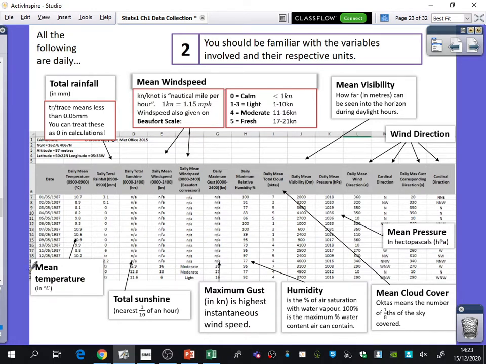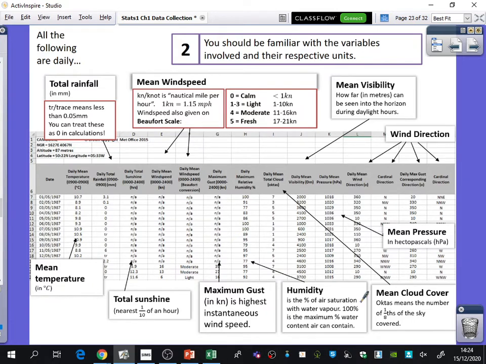You then get told about the mean temperature, so you get told the average temperature in degrees centigrade. You get told the total sunshine, which is measured to the nearest tenth of an hour, so it's how much sunshine there is in a day. The maximum gust in knots is not like the mean wind speed. It's the highest instantaneous wind speed. So they're not looking at an average wind speed. They just want to know how strong one gust of wind was on that day.